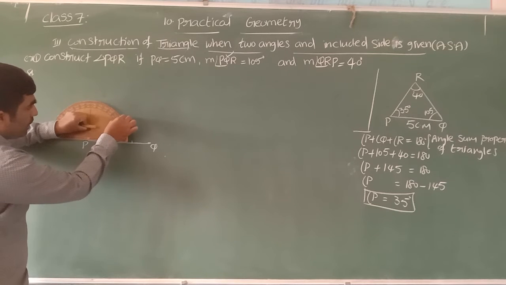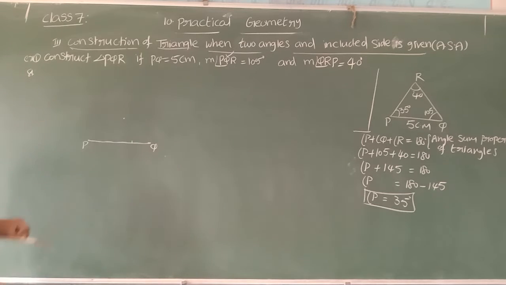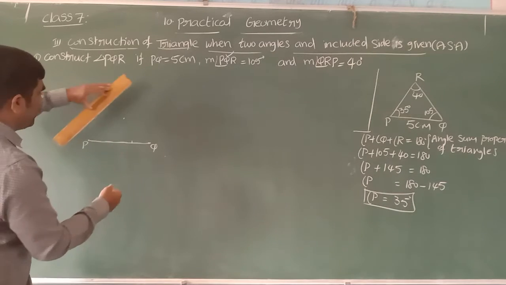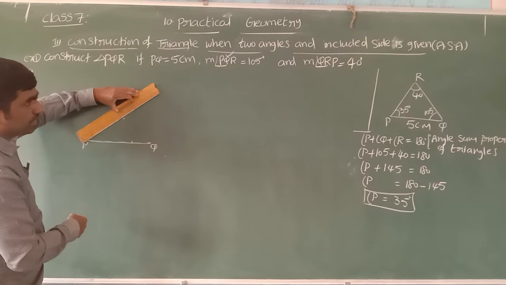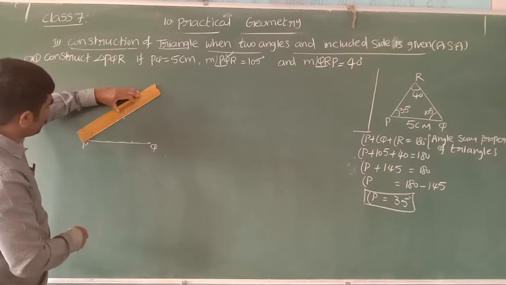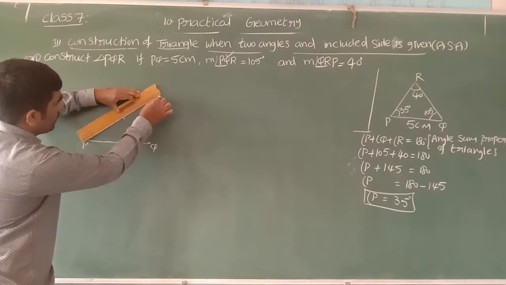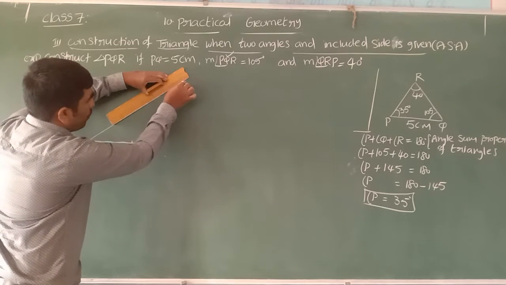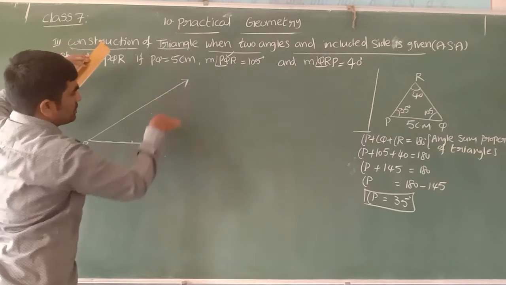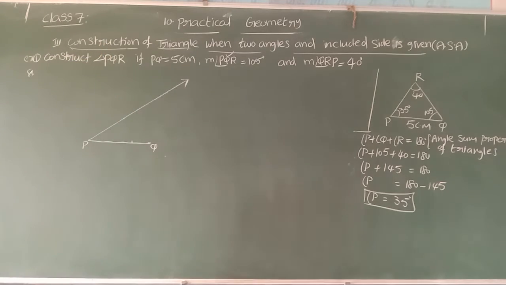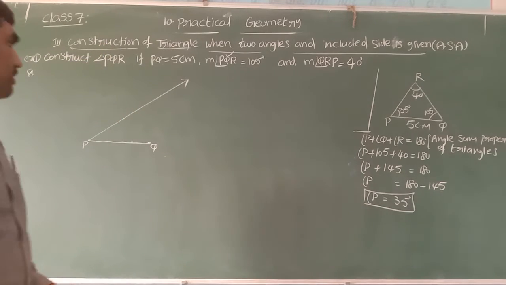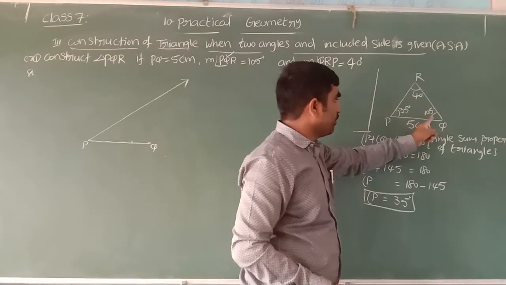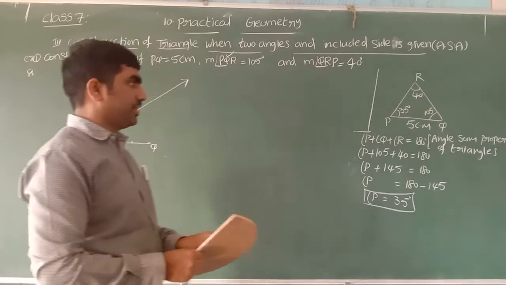After 30, fifth line. After the 35th line, you can place the dot and join the dot to vertex P. You can join like this. Yes, now the angle P, how much? 105 degrees. Angle P is 105 degrees. You can extend like this. It is the ray.